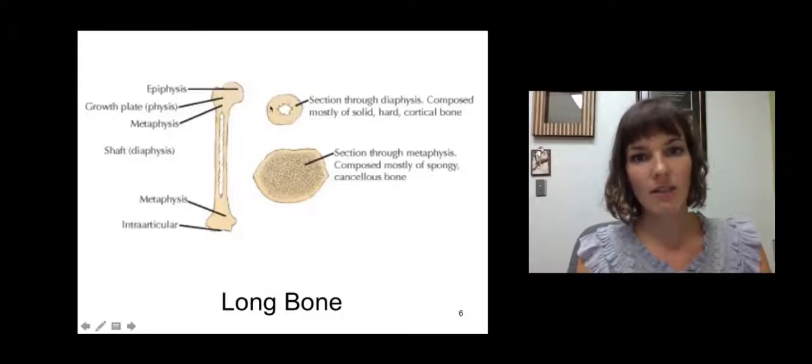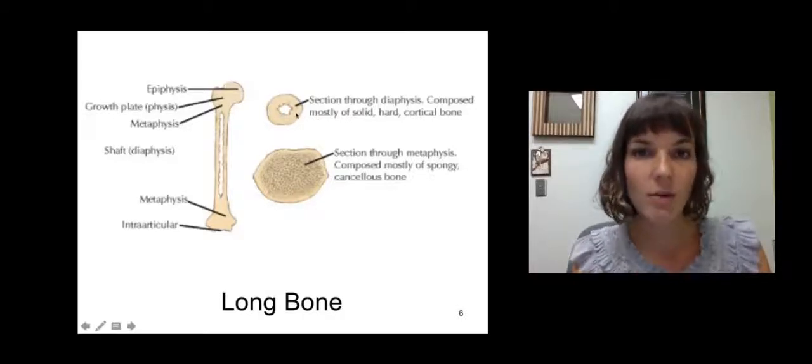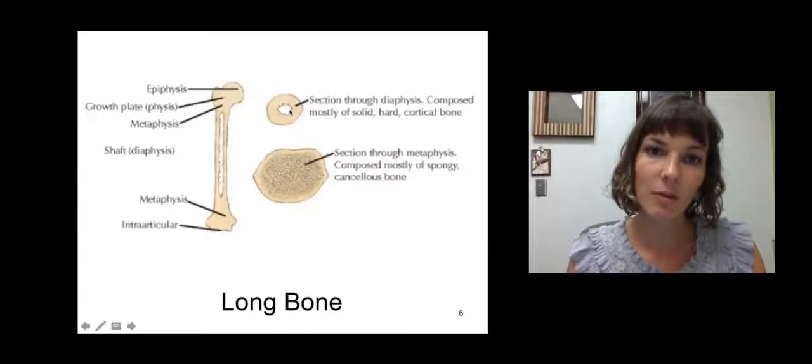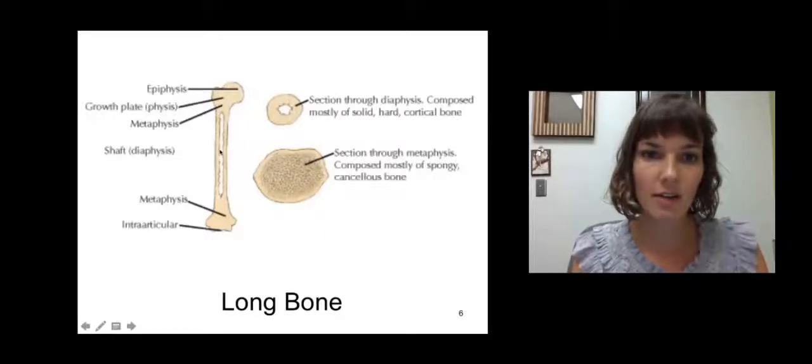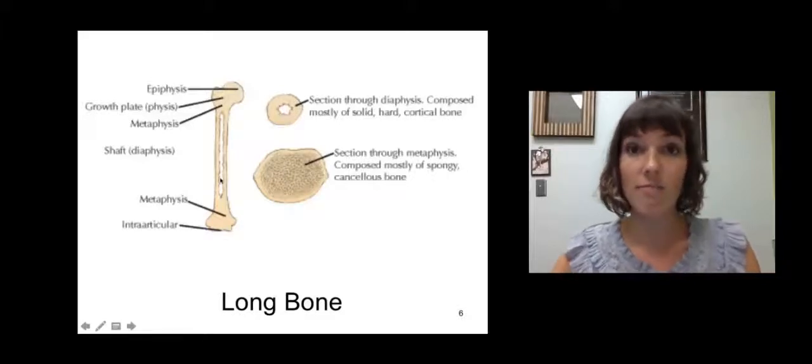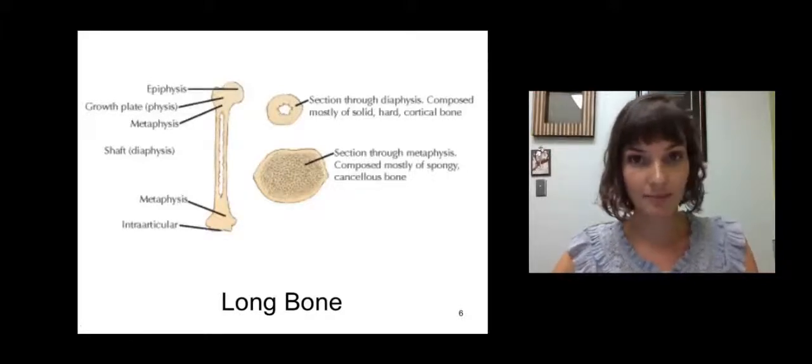And notice here how we have this ring of cortical bone, and then in the middle of it, we have sort of an empty tube. This empty tube demonstrated here, and also in this image here, is called the medullary canal.